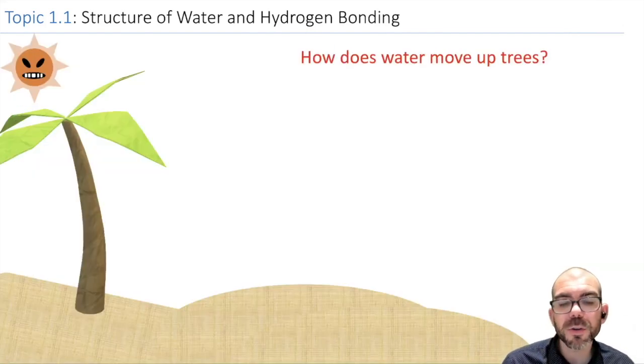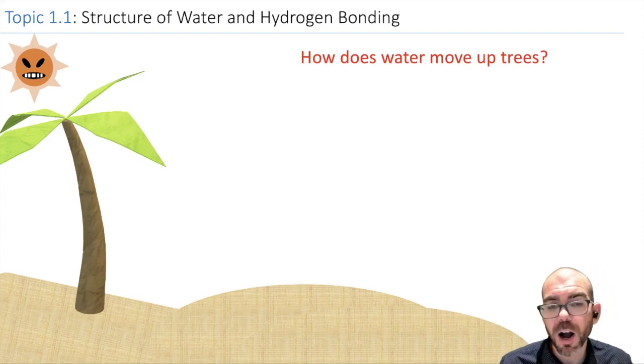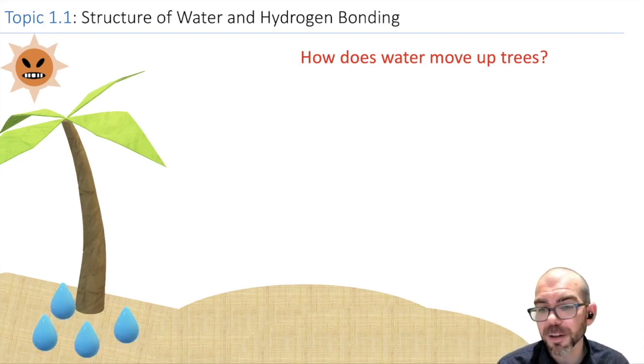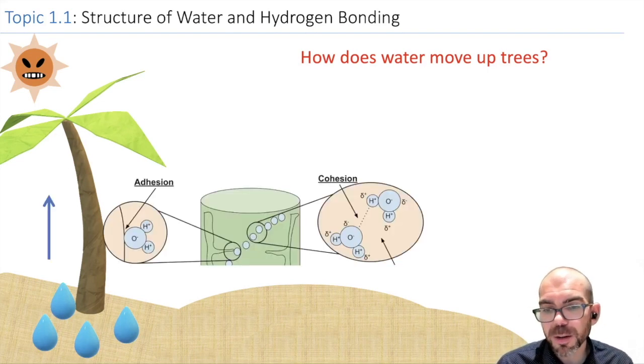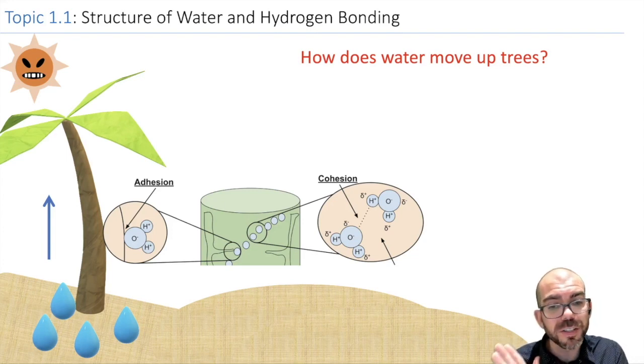So let's put it all together with something like a tree. If you've ever wondered, well, how does water move up a tree? They're hundreds of feet high, water's found in the soil. How does it get all the way to the top? It is these properties that make it happen. So a tree is going to get water through its roots in the soil. That water is going to be able to climb up the tree because of adhesion, causing the water molecules to stick to the plant's tubes, and cohesion, sticking those water molecules together as a droplet.